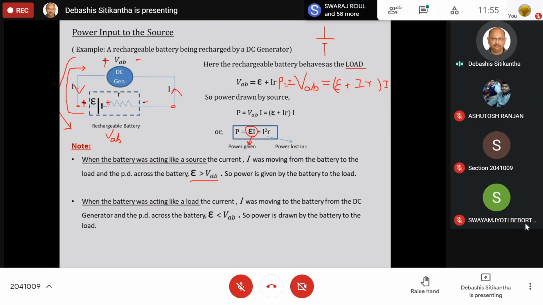And the second most important thing, in that case, the actual power consumed by the source, that is E, will be less than the potential difference applied across it. So in this case, we will say that the power is actually being drawn by the EMF source.